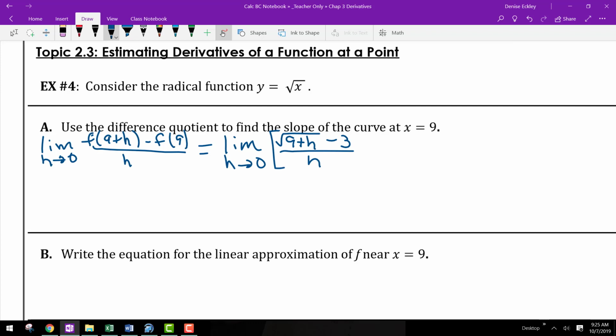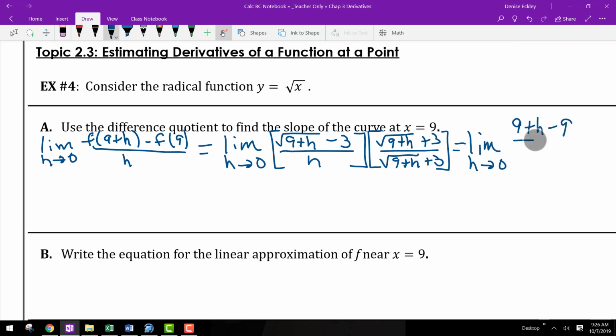And now I'm going to use the conjugate to get rid of the h out of the radical so I can eliminate the h in the denominator. So I'm going to multiply top and bottom by the square root of 9 plus h plus 3 over the square root of 9 plus h plus 3. Okay, so that's going to give me the limit as h approaches 0 of 9 plus h minus 9 over h times my conjugate, so the square root of 9 plus h and then plus 3. Simplifying the numerator, which is exactly what I wanted.